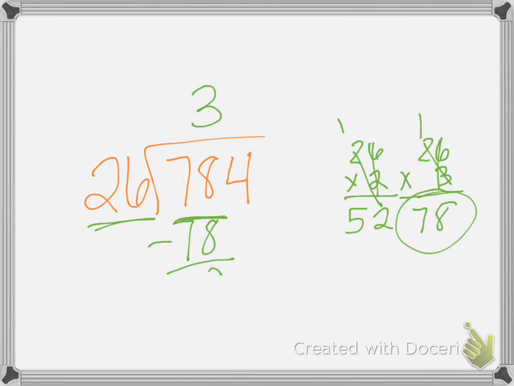3 times 26 is 78. 78 minus 78 is 0. Next step would be to drop down the 4. Okay, now we have to ask ourselves, can 26 go into 4? It cannot. So 0 times 26 is 0. Do our subtraction, we get 4. So that will be our remainder. So our answer should be 30 remainder 4.